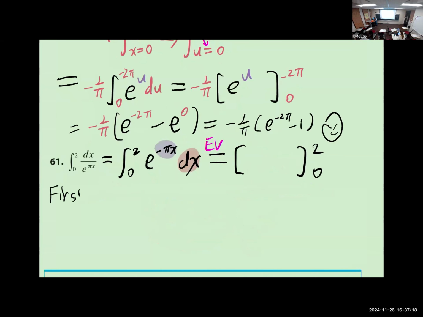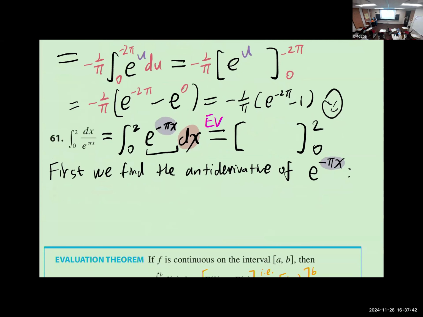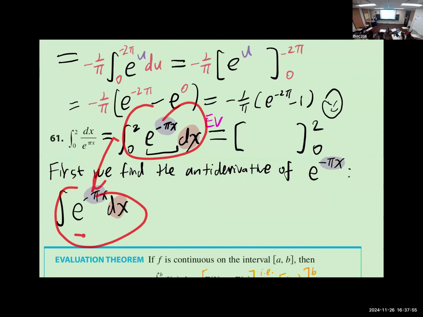So let's follow what I said. First, we try to find the antiderivative of this integrand, of this e to the negative pi x. Another way of writing the antiderivative of e to the negative pi x is this integral symbol, e to the negative pi x dx. Well, let's compute that. Do you know how to compute this? That is the corresponding indefinite integral without the two bounds.